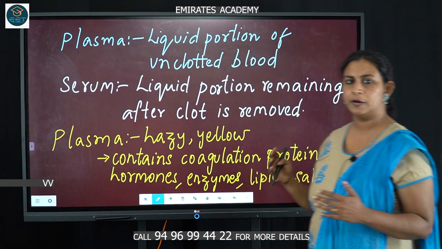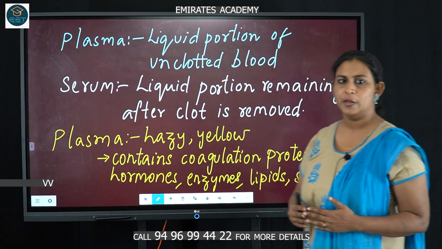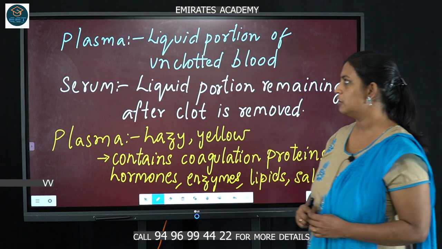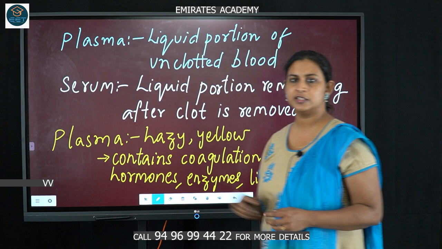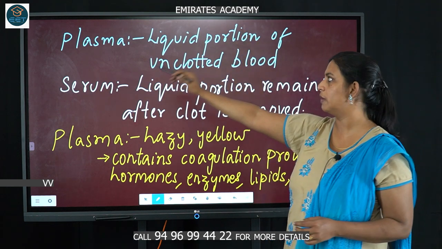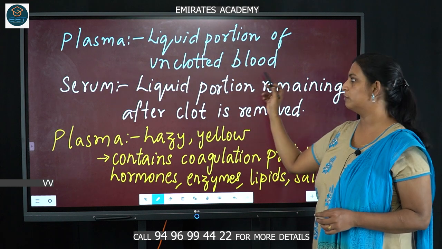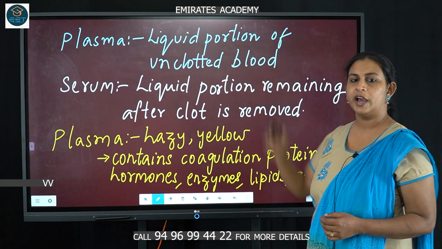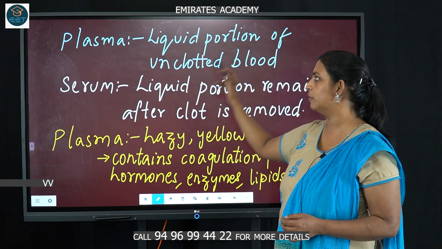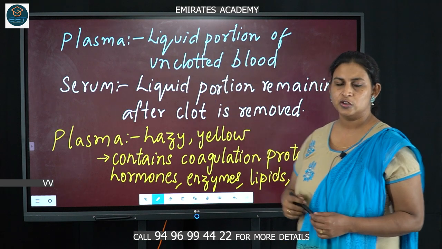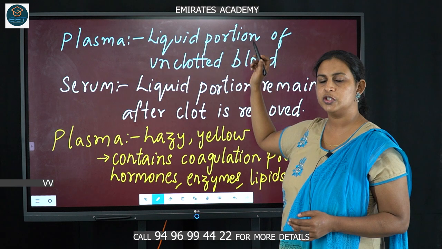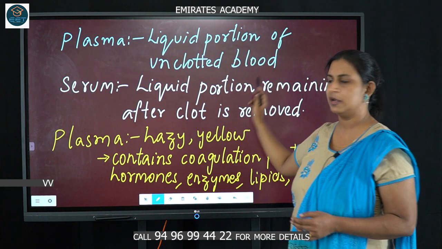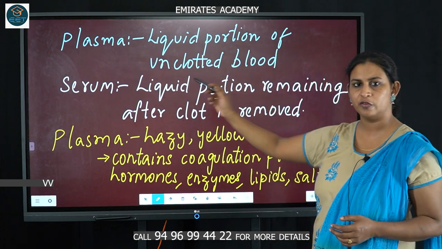We can have two components of the blood depending upon the presence or the absence of the coagulation factors. One is the plasma, the other is the serum. Let's look into what is plasma. Plasma is the liquid portion of unclotted blood. If you remove all the cell components, whatever remains would ideally be the plasma, provided that the coagulation factors are also present. So plasma is the liquid portion of the blood which has the coagulation factors.